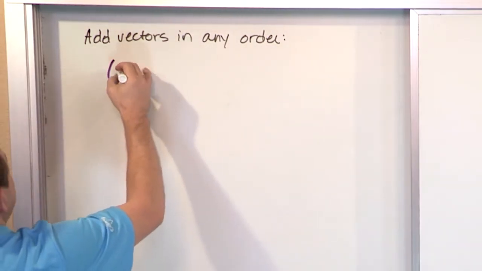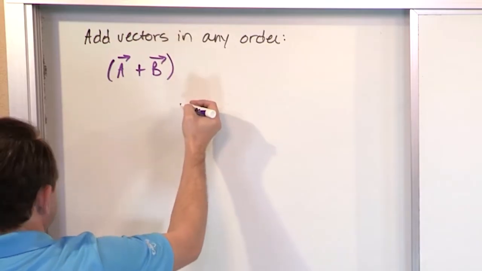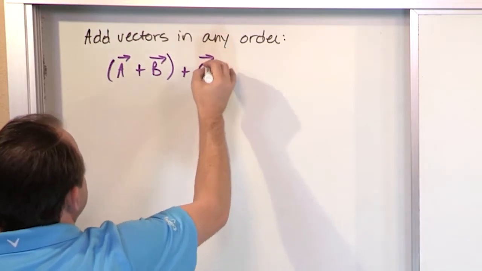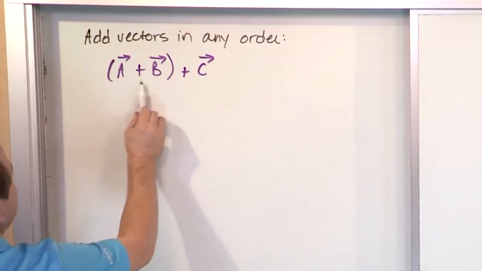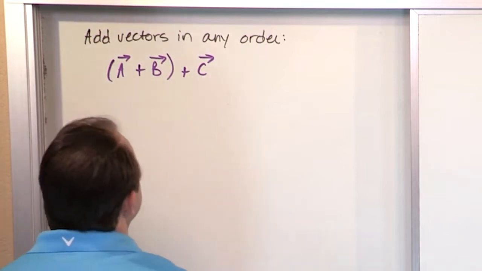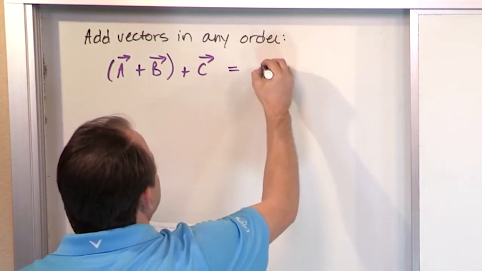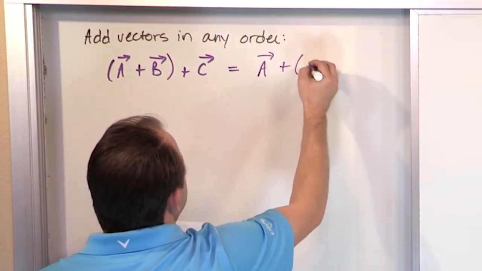You might see A vector plus B vector, close parentheses, plus C vector. What this means is first I add A and B and I get an answer. And then I take that answer and I add it to vector C. But it's going to give you the exact same answer if I do it like this. And I'll explain once I get it all written down.